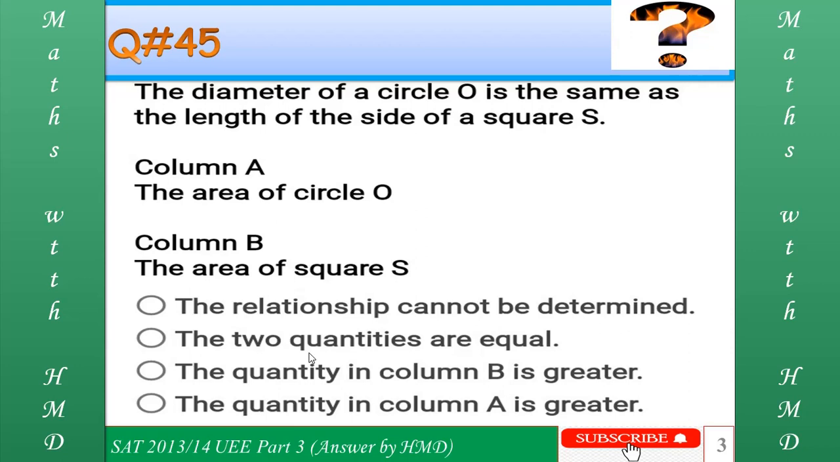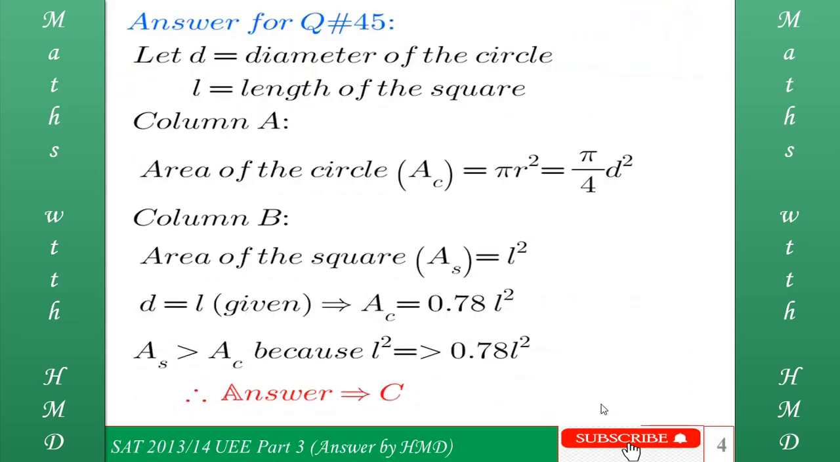Choice A says the relationship cannot be determined. B, the two quantities are equal. C, the quantity in column B is greater. D, the quantity in column A is greater. Students, before watching the answer directly, please try to do it by yourself and compare your result with my answer, right?